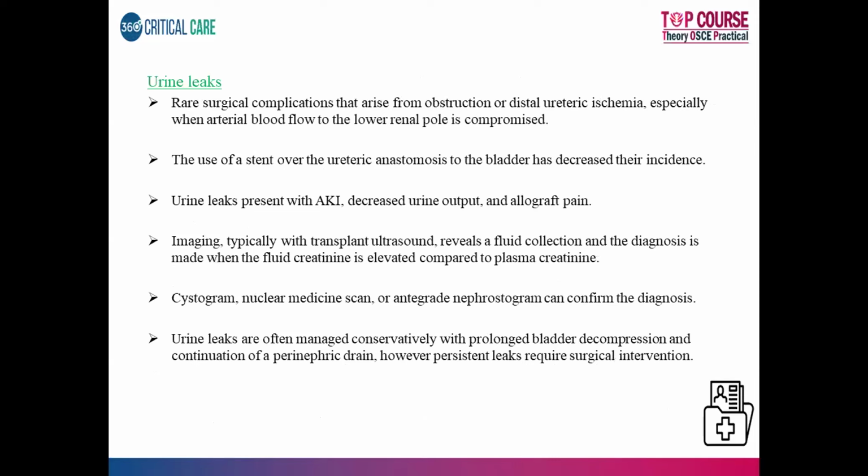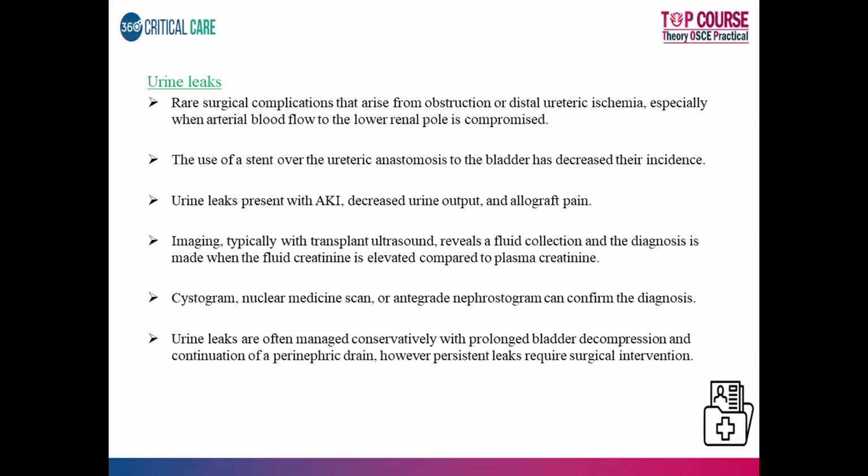Next, coming to the urine leaks. Okay, urine leaks nowadays is a rare complication. Okay, and it can arise from obstruction or distal ureteric ischemia, especially when the arterial blood flow to the lower renal pole is compromised. Okay, why did I tell it is a rare complication nowadays? Because before, when they were doing this anastomosis of the ureters to the bladder, it was a plain anastomosis. But now they're using stents also for the anastomosis or post anastomosis. Basically, they use stents, and these stents will actually prevent the urinary leaks. Hence, their incidence has been reduced recently.